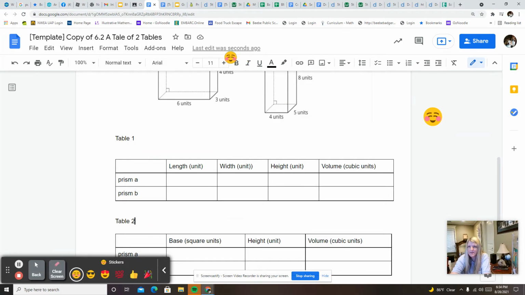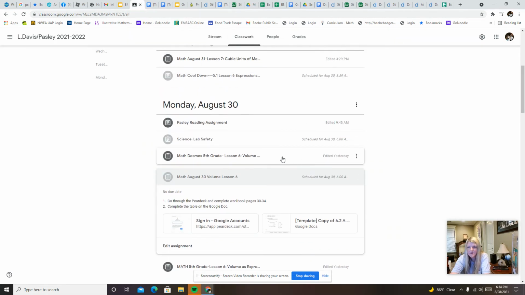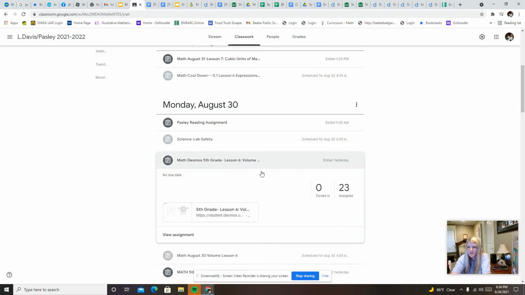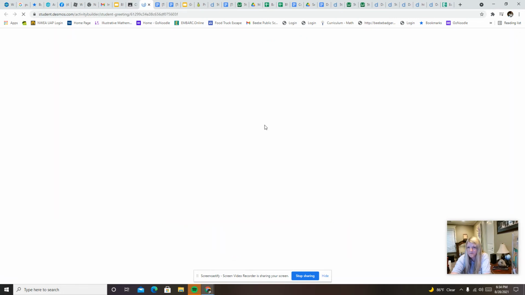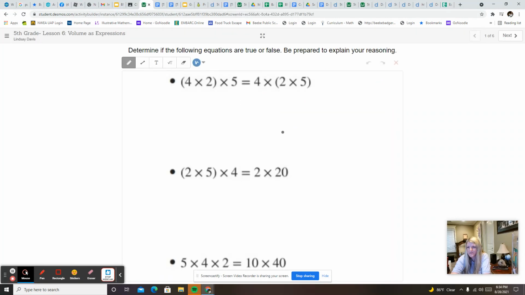But anyway, once you complete that part of the assignment, for the cool down that we normally do a handout on, I put on a program called Desmos, and this is something that we haven't done in class before. You're going to sign in using Google, and I think this one actually is not the cool down. This is part of the lesson.